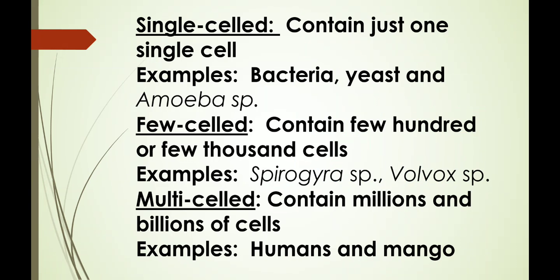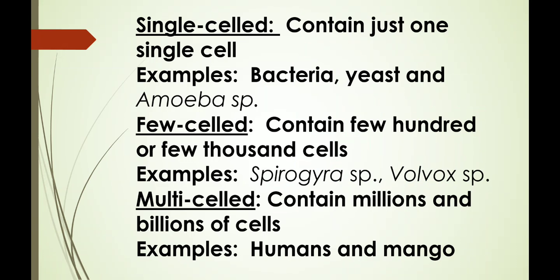Now, organisms can be classified on the basis of the number of cells present in them. There are some organisms like bacteria, yeast and amoeba which contain just one cell, a single cell. Those are called single-celled or unicellular organisms. There are some organisms like Spirogyra and Volvox which contain a few hundred or a few thousand cells. They are considered as few-celled organisms. And there are some organisms like us, the human beings, who contain millions and billions of cells, and we are considered as multicellular or multi-celled organisms.